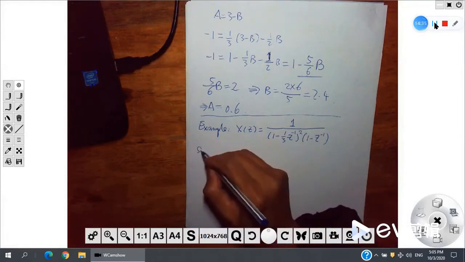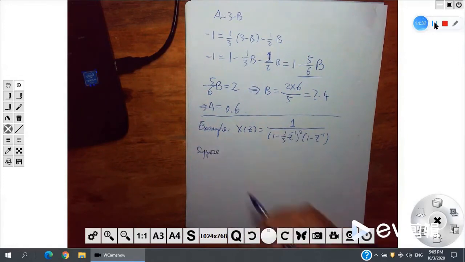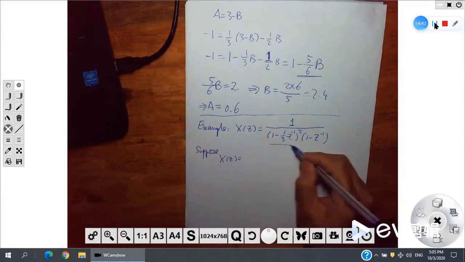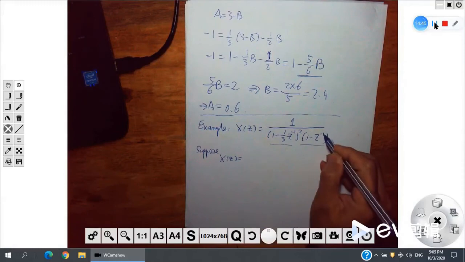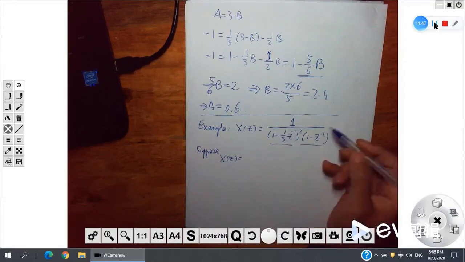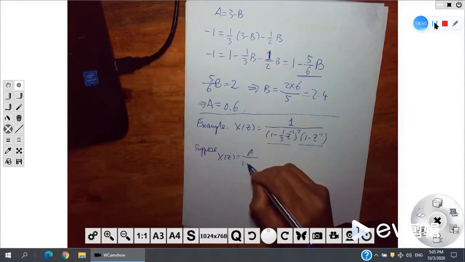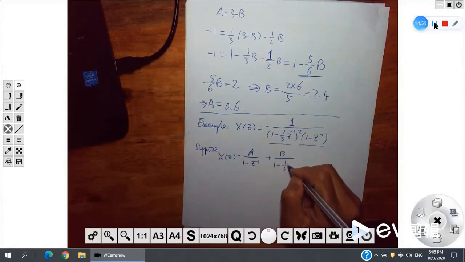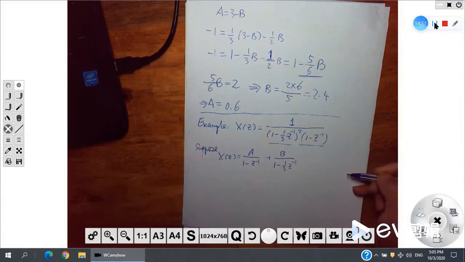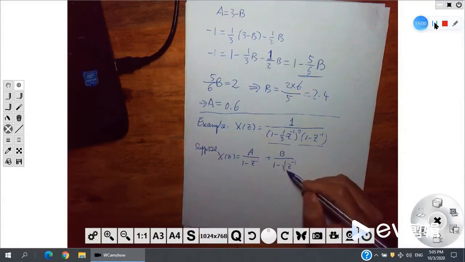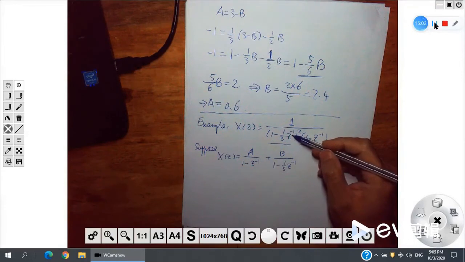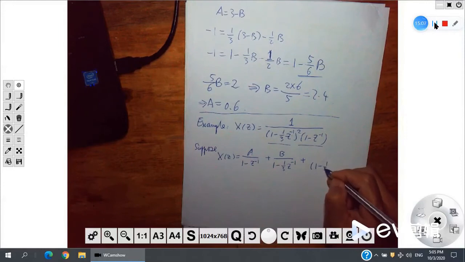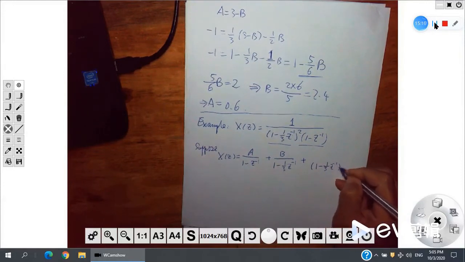Now we suppose x of z is equal to, I still have these two factors, right? One is 1 minus z to negative 1. One is 1 minus 1/3 z to negative 1. So I have a over 1 minus z to negative 1 and b over 1 minus 1/3 z to negative 1. However, only these two is not enough, because here you have a square term. Then you need to add a square term: 1 over 1 minus 1/3 z to negative 1 squared, with a constant c.